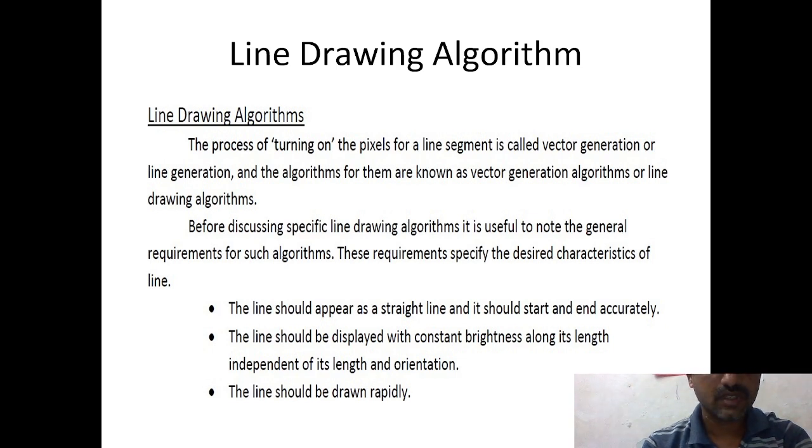Next, what is the line drawing algorithm? See, the process of turning on the pixels for a line segment is called vector generation or line generation. And the algorithms for them are known as vector generation algorithms or line drawing algorithms.